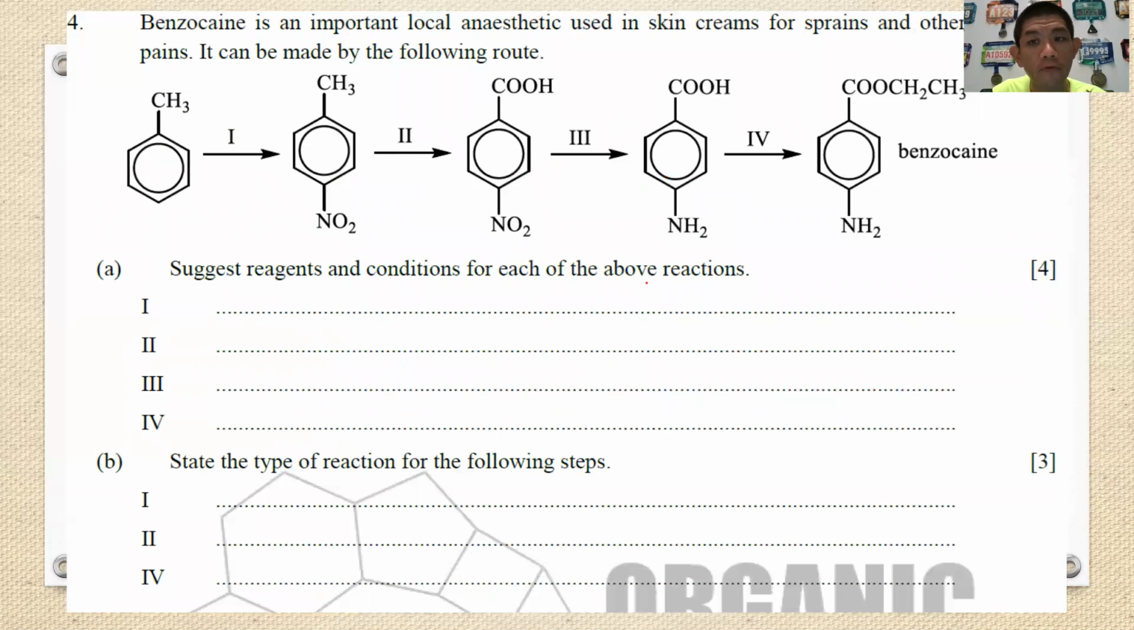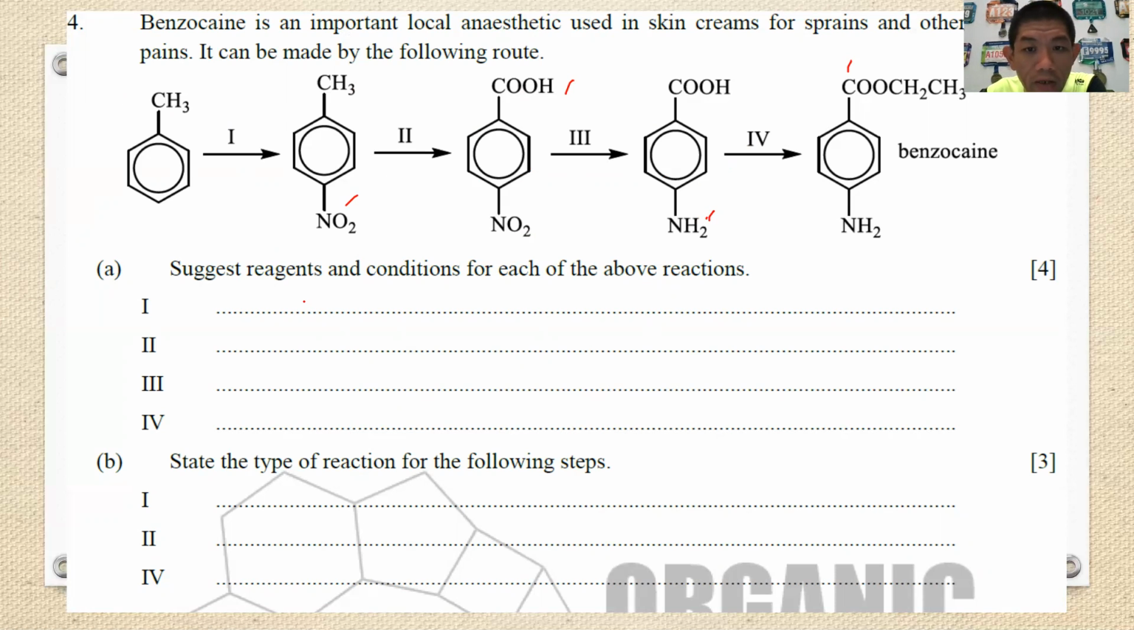Immediately we go to question number 4. Benzocaine is an important local anesthetic used in skin cream for sprain and other muscular pain. It can be made from the following route. You have methylbenzene, then you add NO2, then you change CH3 to become COOH, NO2 to become NH2, and finally you become an ester. Okay, so that is the step-by-step mechanism.